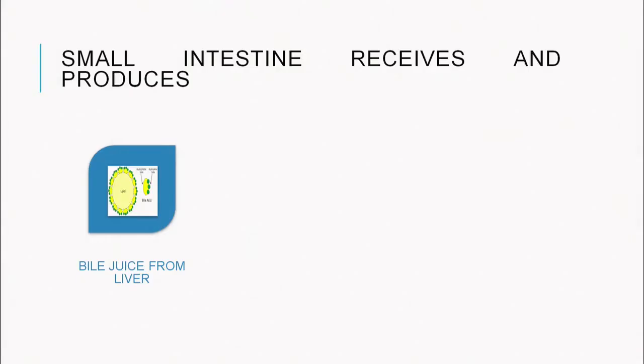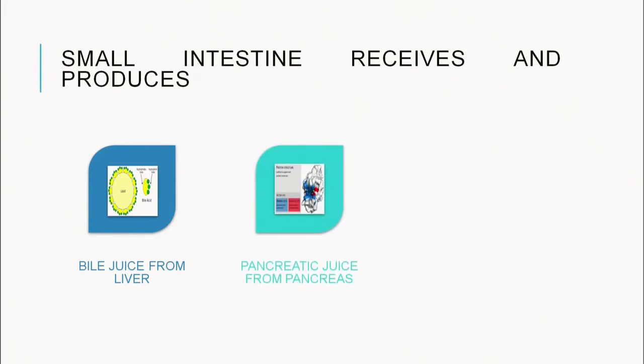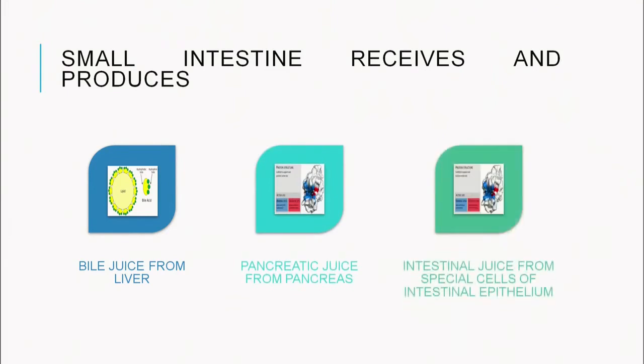Now, the small intestine receives and produces, first is the bile juice from the liver. Then it receives the pancreatic juice from the pancreas and the intestinal juice from the special cells of the intestinal epithelium. That is, I told you there are 3 glands which produce the juice, and the lining of the stomach as well as the intestine which produce certain enzymes for the breakdown of food.